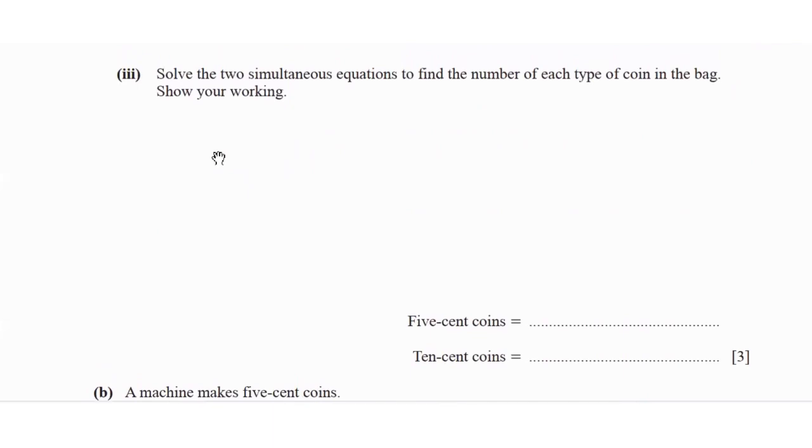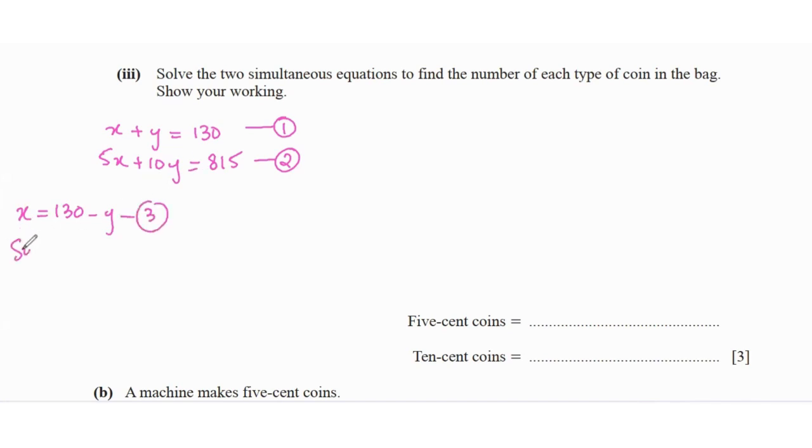Then they're asking us to solve the two simultaneous equations to find the number of each type of coin in the bag. So we have x plus y equals 130 and 5x plus 10y equals 815. These two equations are given, and what we're going to do is make x the subject in the first equation. So that's going to be x equals 130 minus y.